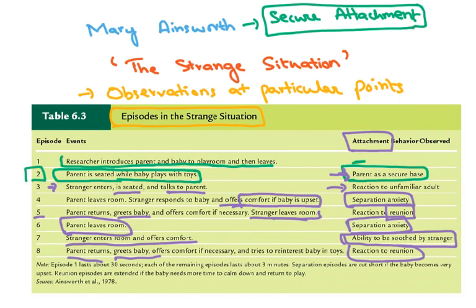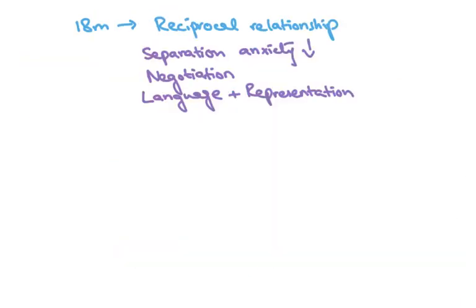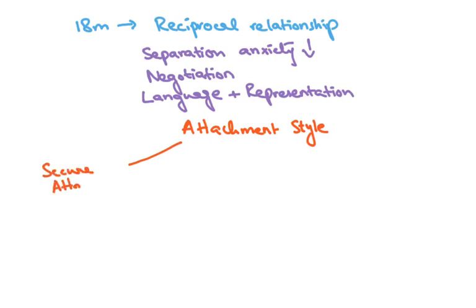Now, based on this, Mary Ainsworth and colleagues devised these different attachment styles, right? So what they saw was that there are different kinds of attachment styles that children display, right? The first of which is a secure attachment. Now, what exactly is secure attachment?